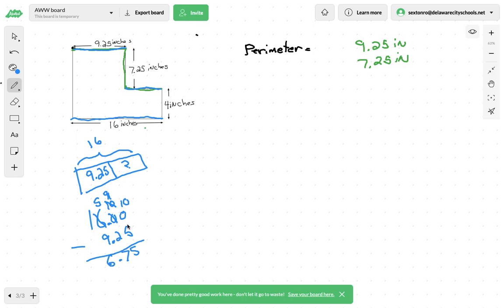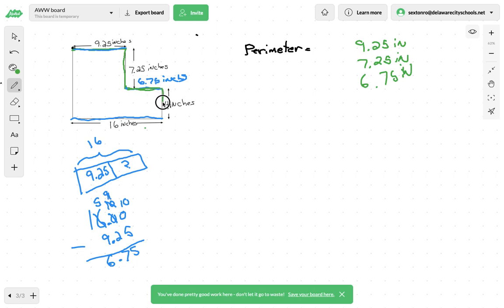So that means that this part right here has to be 6.75 inches, so that this part and this part can add up to 16, right? So now I know I did this part and this part. Across here is going to be 6.75 inches. Okay. Now we got to keep going though.